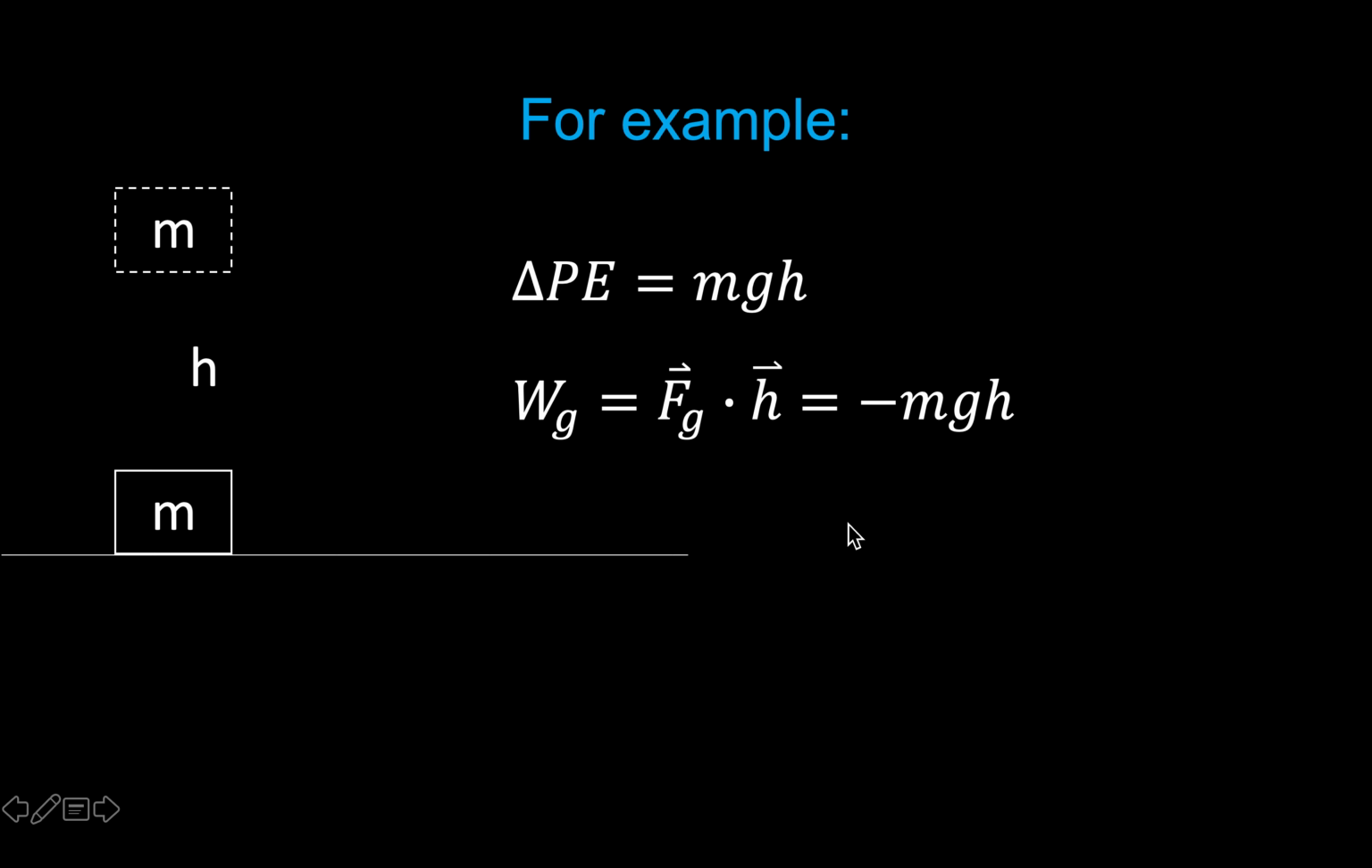And also, just to reinforce the path independence here, if we had instead moved the mass to the same location but through a different path, none of this would change. The change in potential energy would still be mgh, and the work done by the gravitational force would still be negative mgh. So that is path independent.